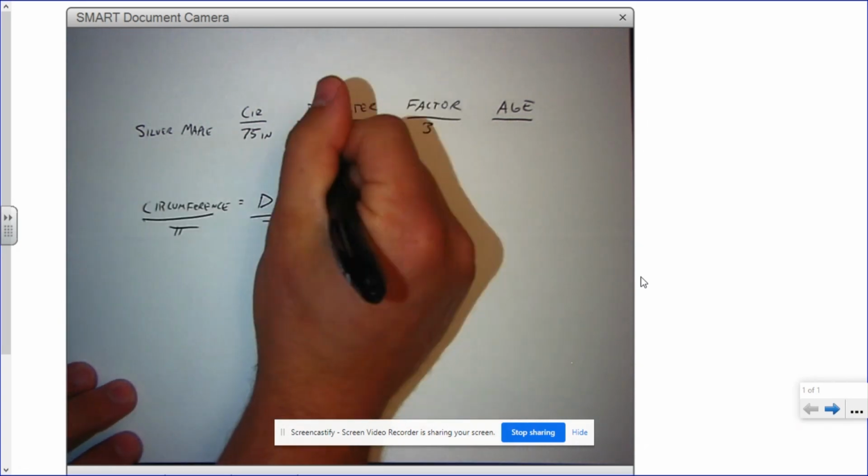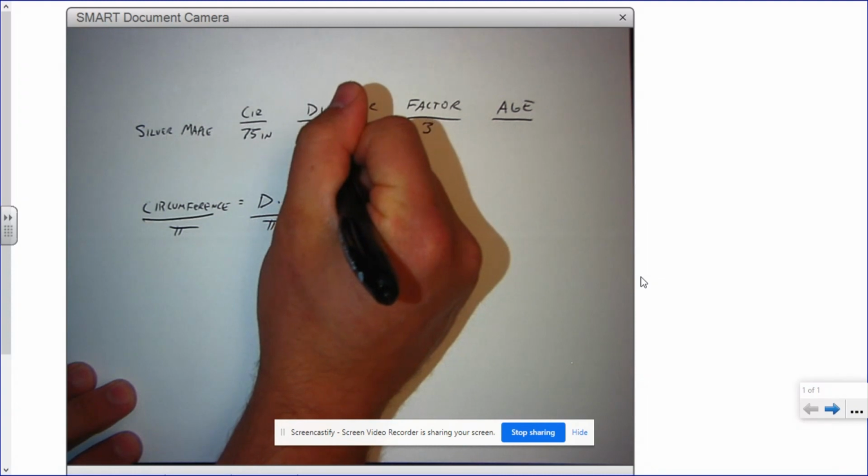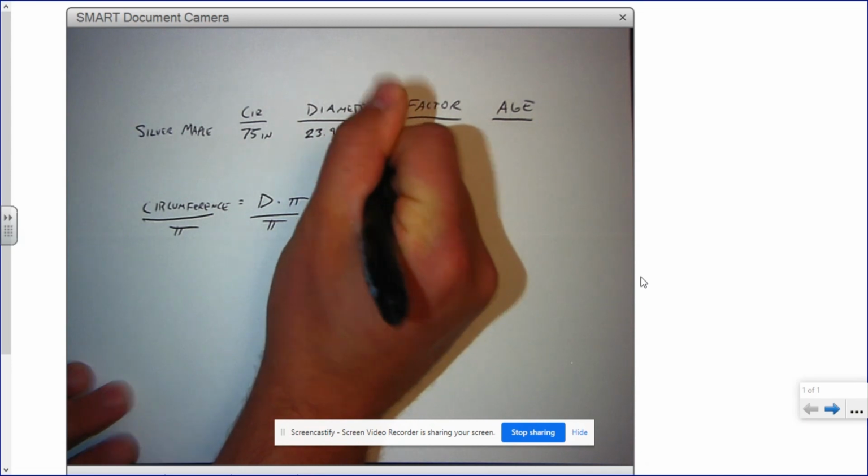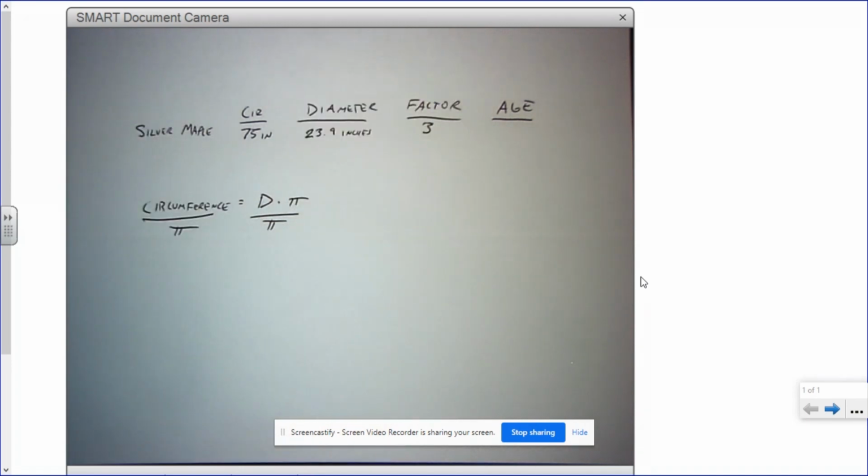We get a diameter of 23.9 inches, which seems right if you think about 2 feet in diameter. So we have our diameter.